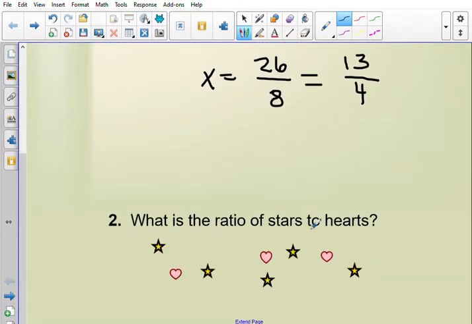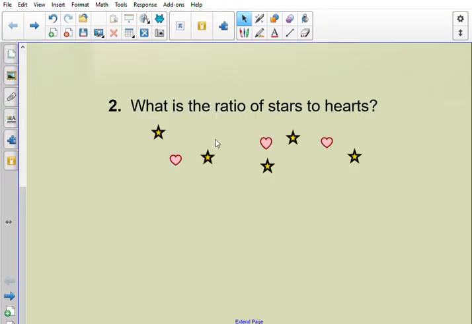The second one, it says, what is the ratio of stars to hearts? We haven't talked about ratios yet in this class. This is today's lesson. So I'm hoping that you came up with something. Trying is key in this class. Your ratio of stars to hearts could be written in lots of ways. As long as you have something, that's great. As long as you know what a star is and a heart is, that's great. So let's see how we do here.